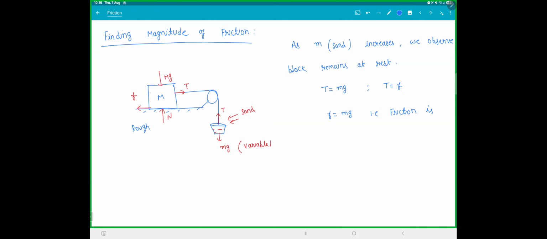This is the second problem that we have. This friction magnitude is also not constant. Depending on the situation, it can take whatever value it wants. If you put less sand, I'll get less friction. If you put more sand, I'll get more friction. So friction increases, right? And then we observe friction is increasing initially. Then something happens. After a certain value, suddenly the block accelerates.